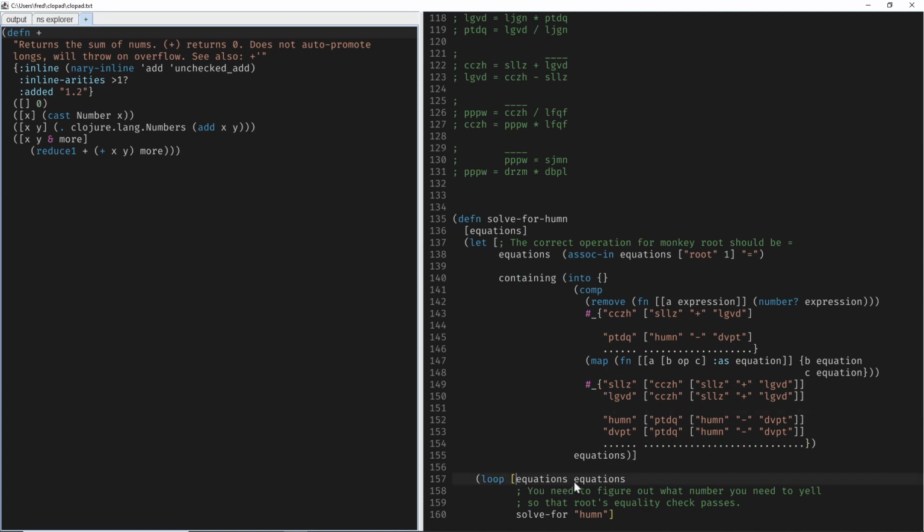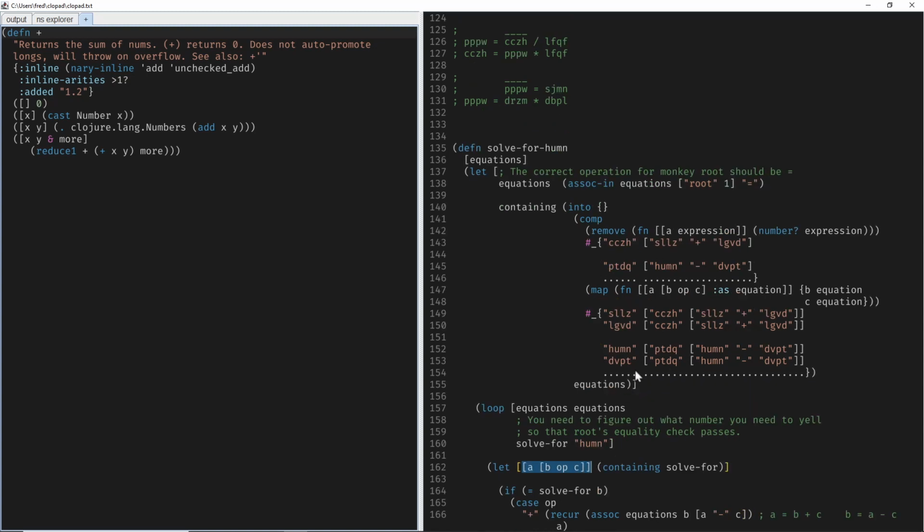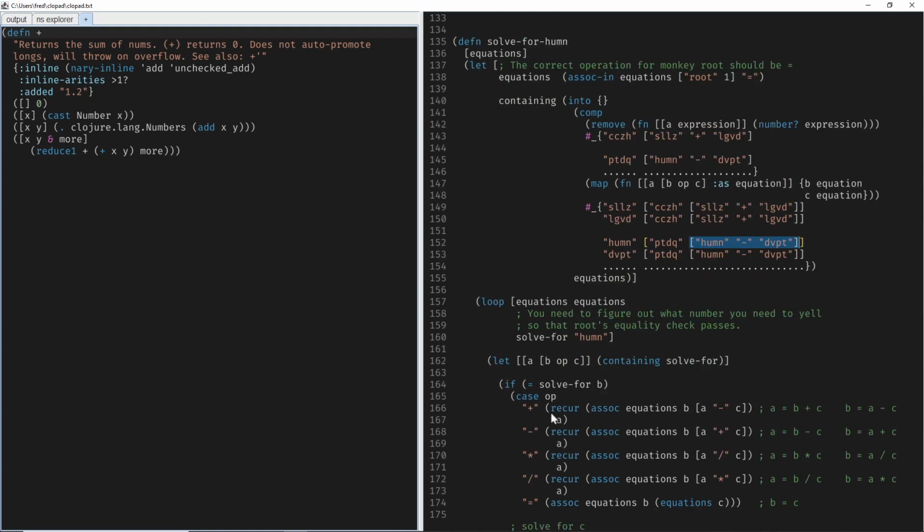The equations are the equations that we just calculated here with the replaced plus to equals sign. And we initially want to solve for the human. So we ask our nice containing structure, do you have an entry for human? And then we will get this equation here, which we then destructure into A, B, op, and C. And then we ask, do we solve for B? Yes, because here human is on the left side, right? Okay, and then we simply check which operation it is.